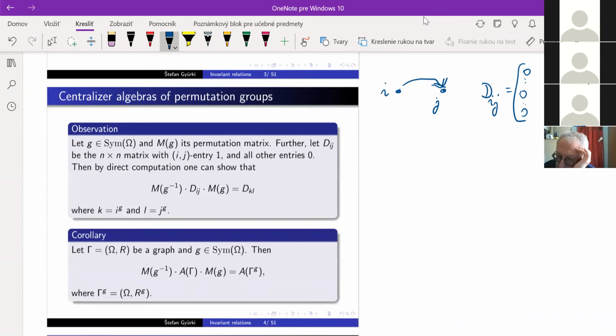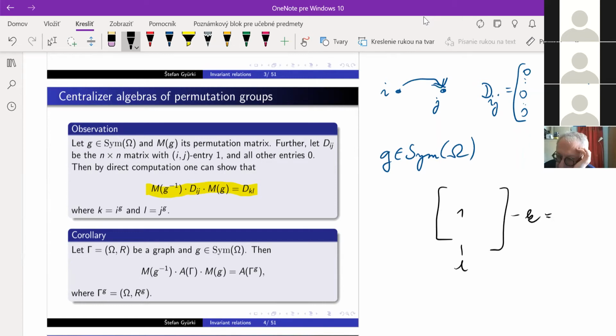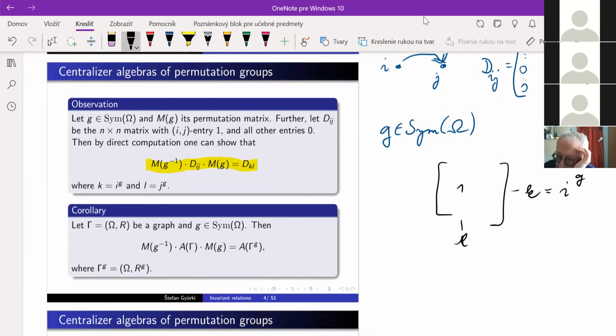Now, if I am taking a permutation G and we do this multiplication with this matrix, then I will obtain a matrix which has 1 in the kth row and lth column, where k is the image of i under permutation G and l is the image of j under the permutation G. So it looks like some conjugation, but if you honestly do the matrix multiplication, you will obtain that this really works.